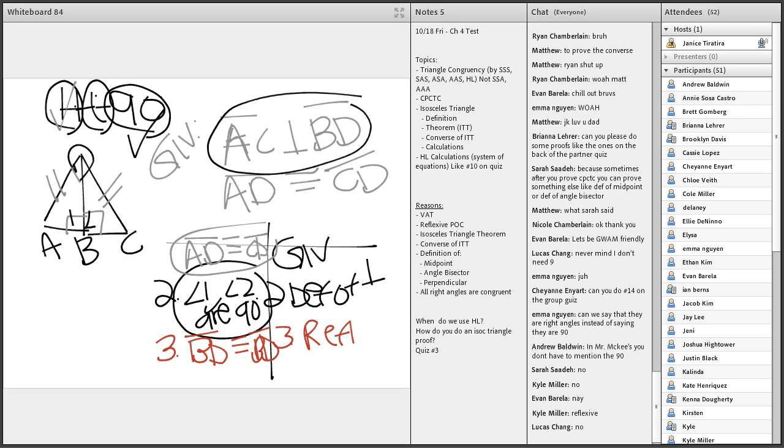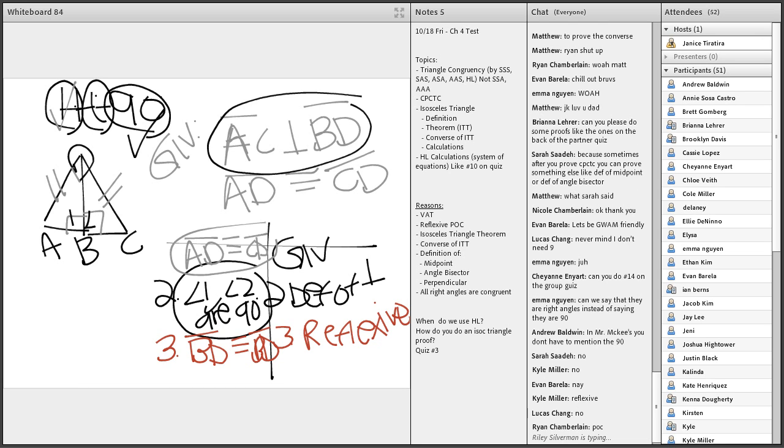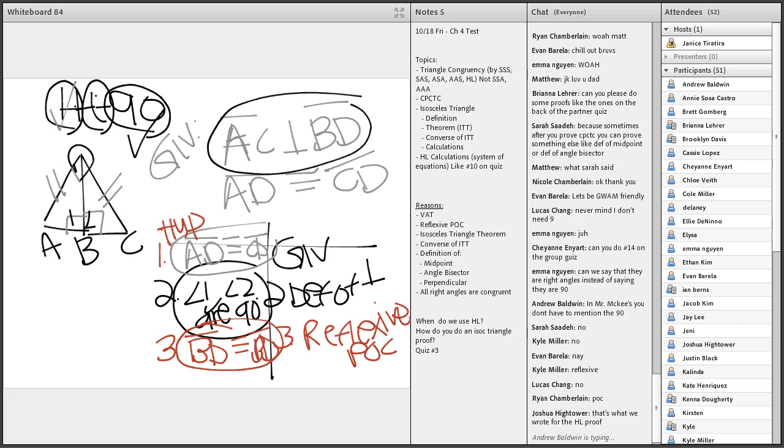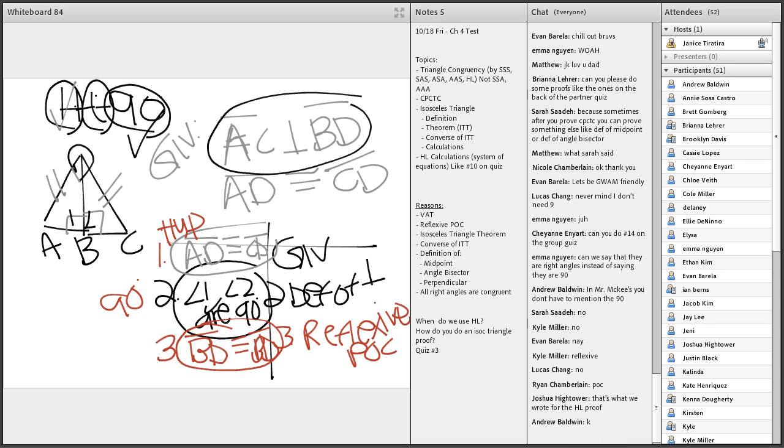So, Andrew, I'm sorry, I'm not sure. I know every teacher does it a little differently. So Andrew, could you recap what your teacher McKee requires you to write down for the HL proofs? At least this is for Bratcher. I know Bratcher and I have the same format. So we say hypotenuse are congruent, we say 90 degrees or right angles, and then we say legs are congruent. So I think Andrew can help us write it down. I hope he's typing it.